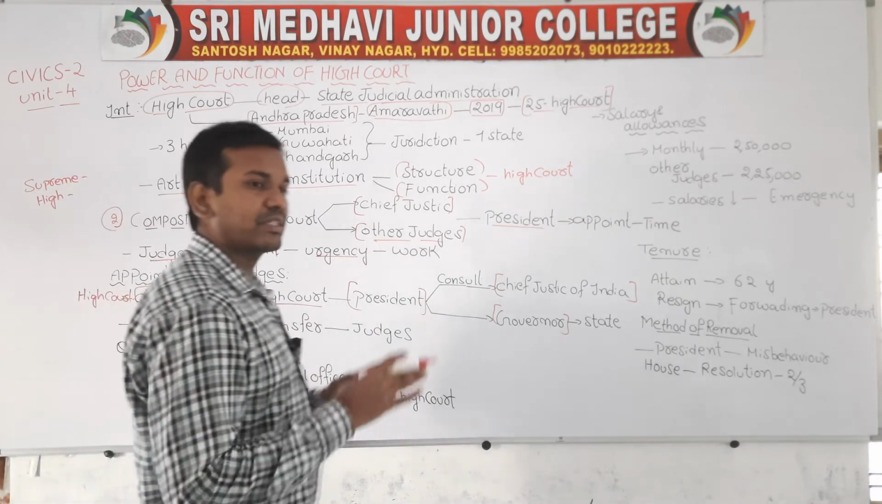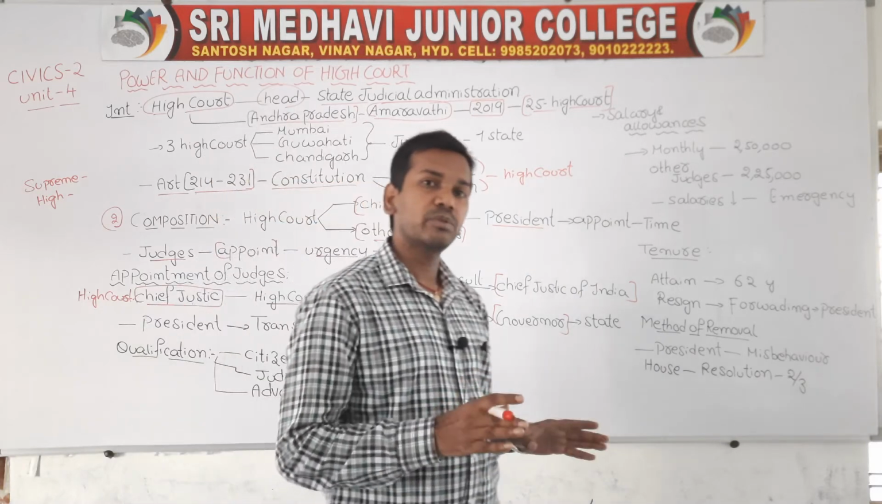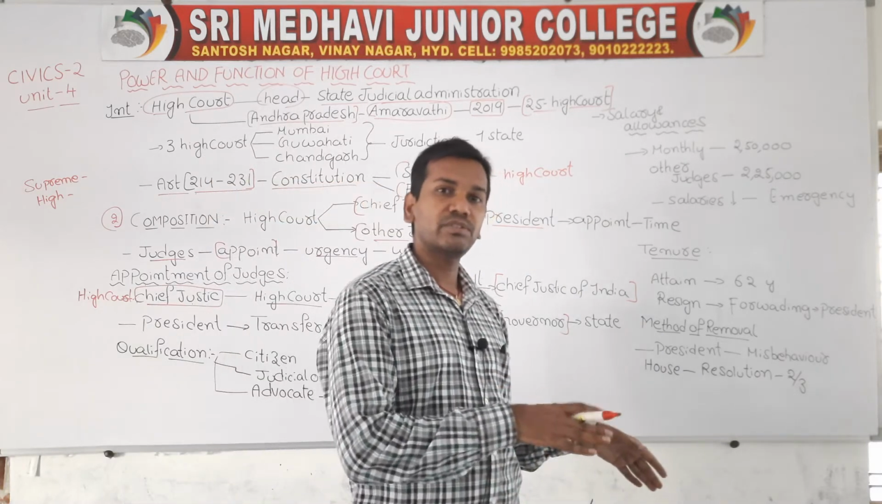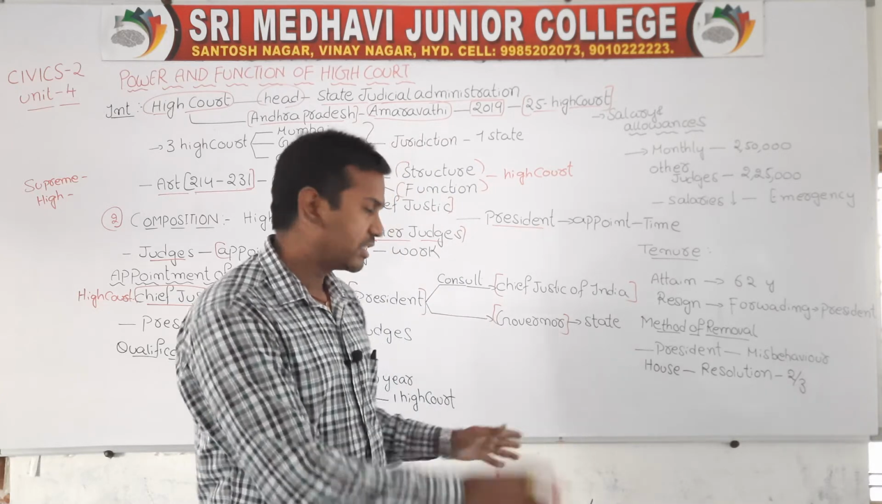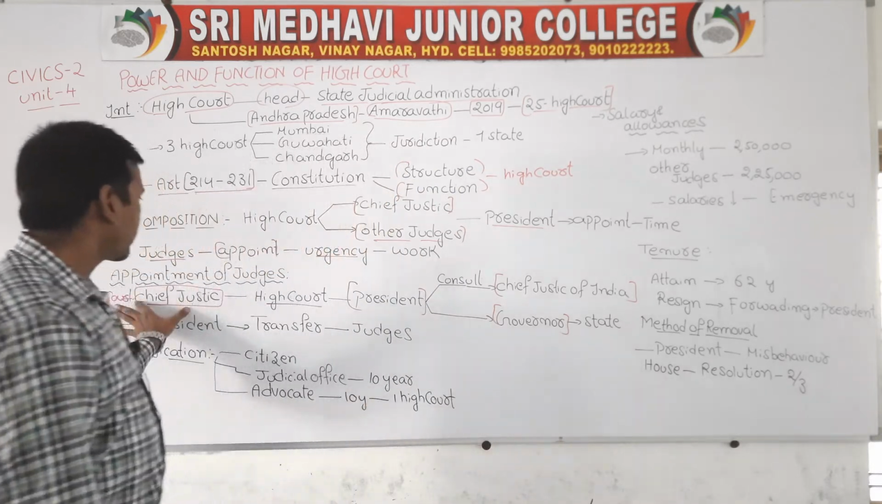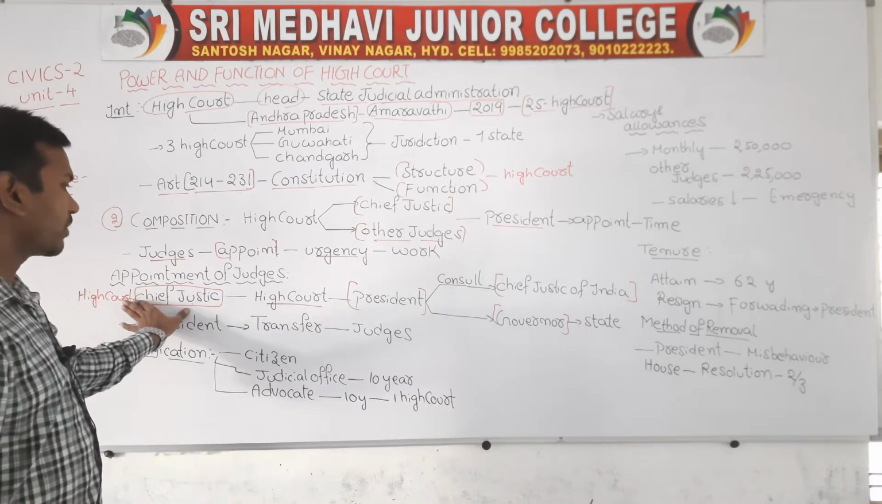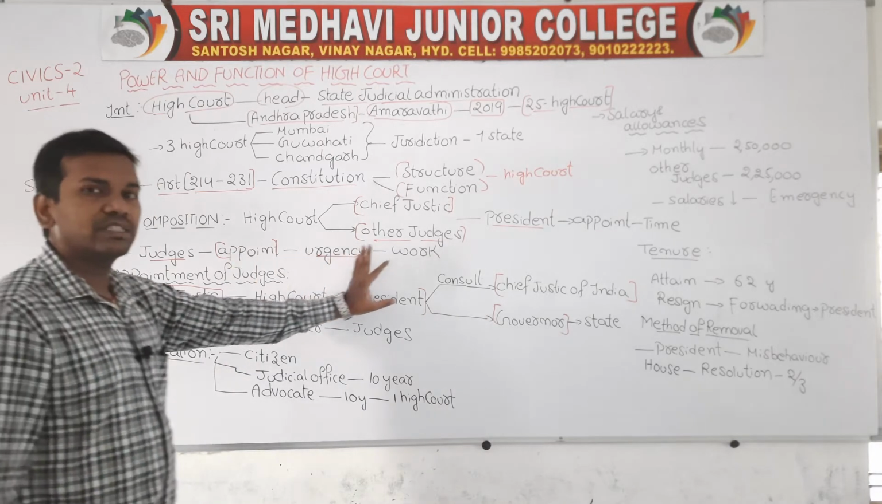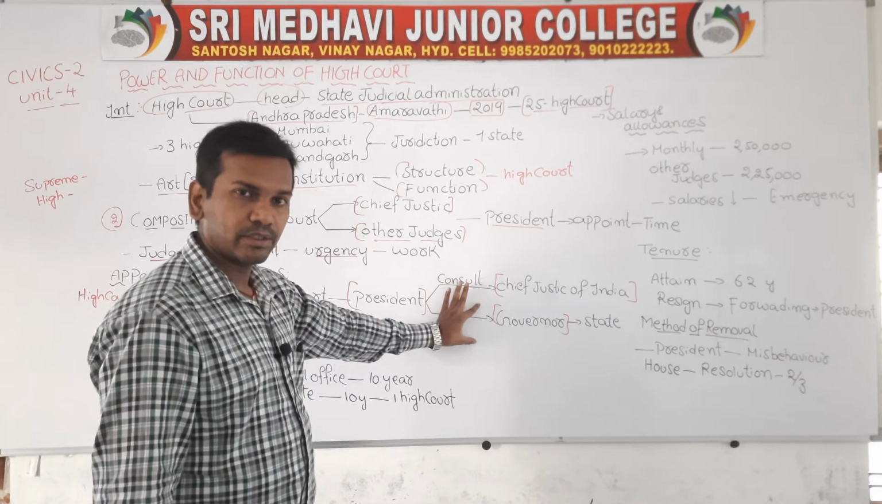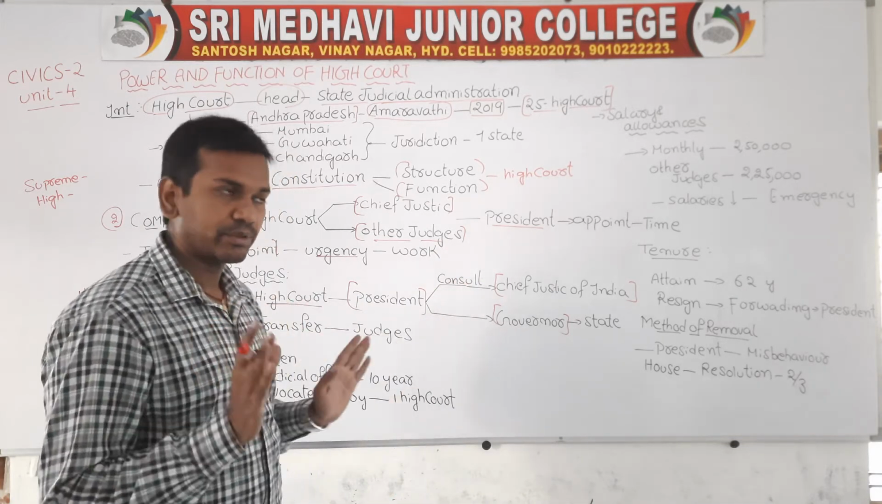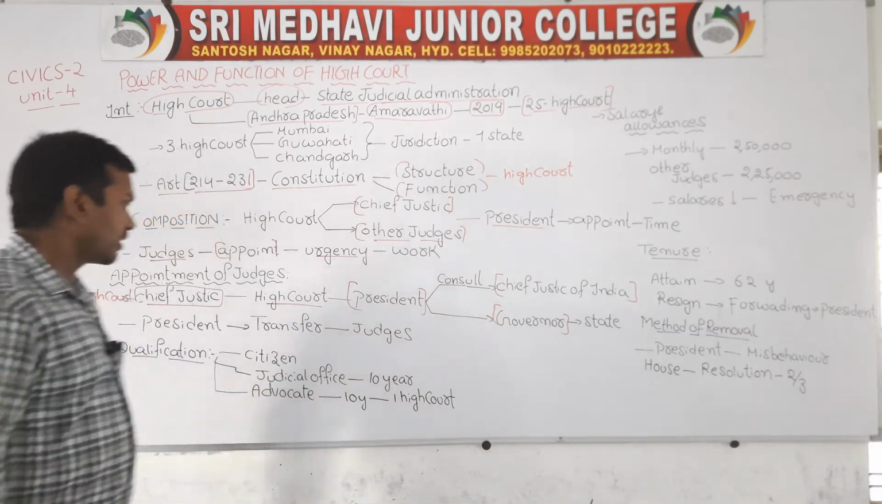Even just now I said that whenever he wanted to appoint the Supreme Court judges, he will take the decision of the Chief Justice of India. Similarly, when he is appointing the Chief Justice of the High Court, what will he do? The President will first consult with the Chief Justice of India, and the President will consult with the Governor, and then he will appoint the Chief Justice of the High Court. Okay. Next I will go forward.